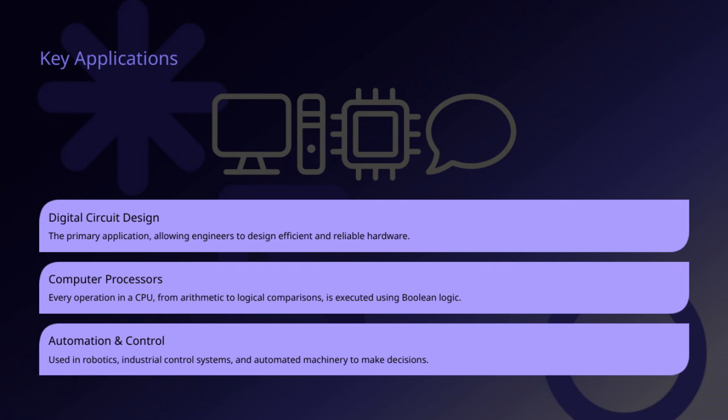The primary application of Boolean logic is in designing computer processors. It allows engineers to create hardware that is both efficient and reliable, ensuring that computers can perform complex tasks quickly and accurately. Digital circuit design is another key area where Boolean logic is essential. By using these logical principles, engineers can build circuits that perform specific functions, enabling the entire digital infrastructure we depend on every day.